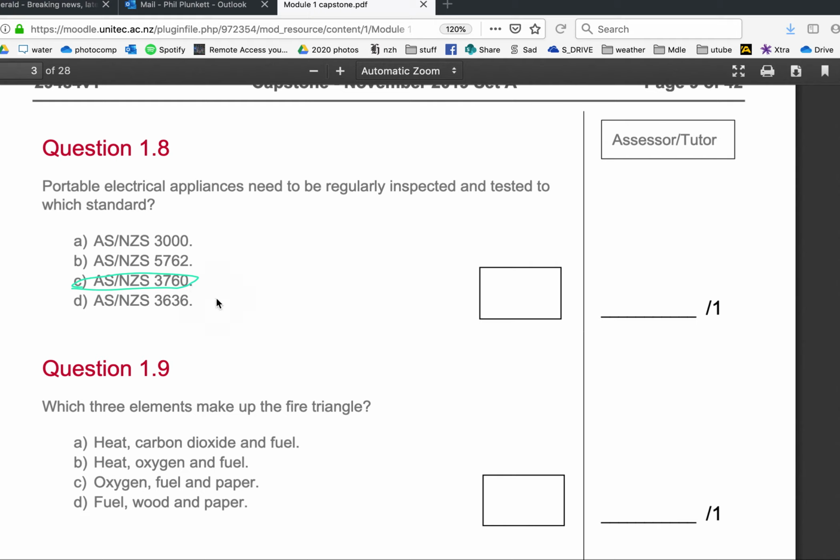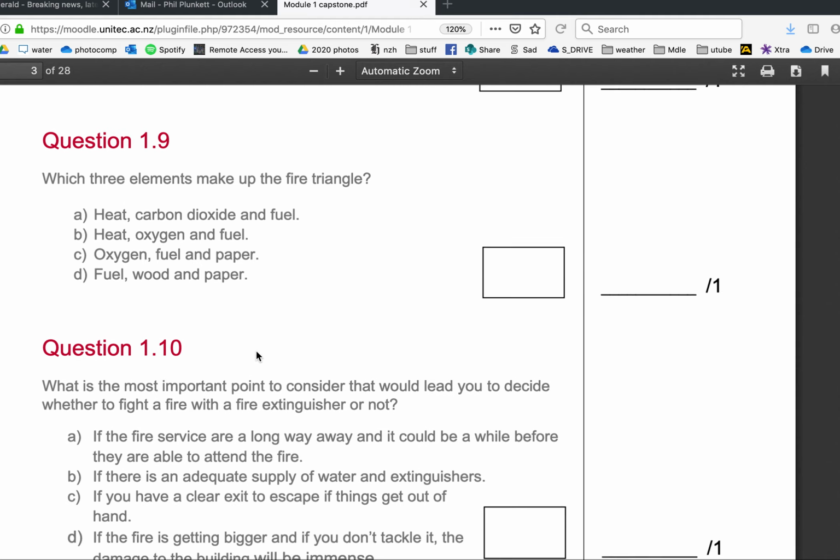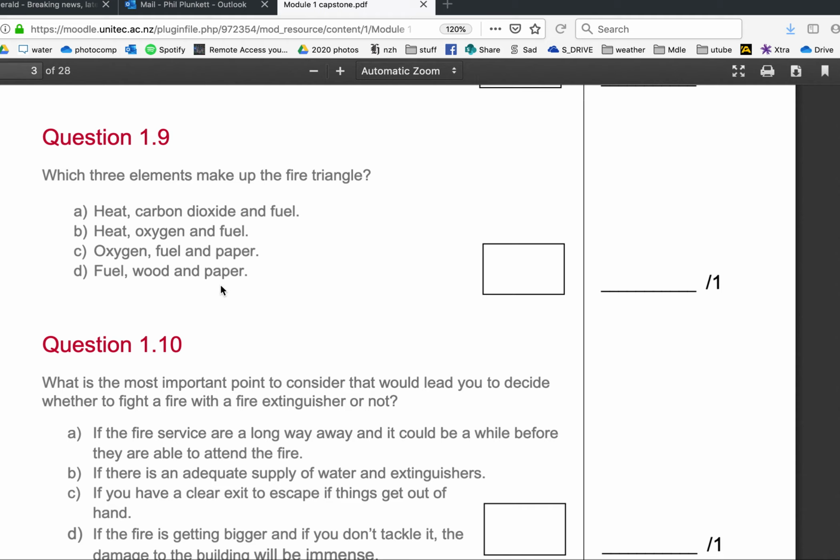Which three elements make up the fire triangle? Okay, let's have a look at this. Paper, paper. You don't need paper for a fire. You can start a fire without paper. So let's cross out those two, which leaves these two here. Heat, carbon dioxide and fuel. Carbon dioxide is an extinguisher, so that's not a fire. Heat, oxygen and fuel. B.